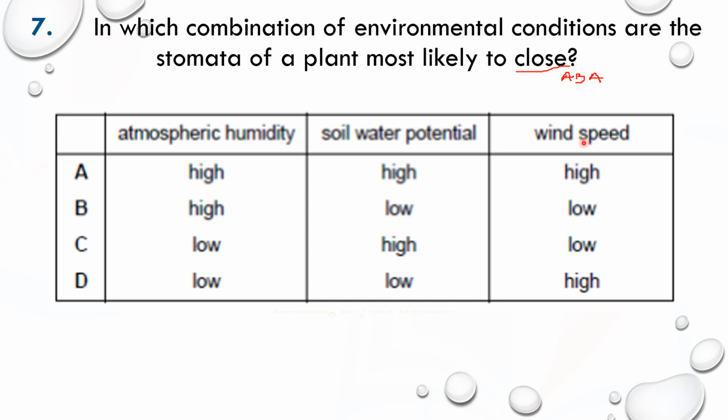So wind speed must be high. Why? Because high wind speed means that there's a high rate of transpiration. So more water is lost. As the wind speed increases, the water potential gradient between the leaf and the atmosphere becomes steeper. Okay, and then that will cause more water to be lost by transpiration. There's less water in the environment, and water will be lost more here.